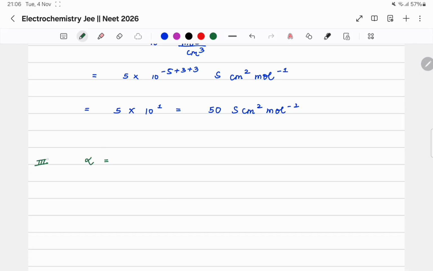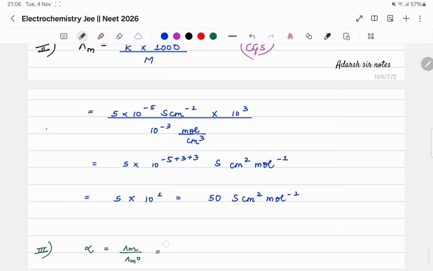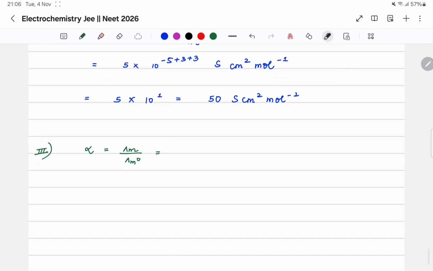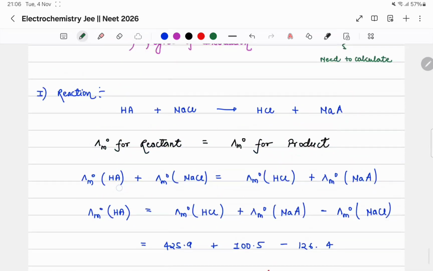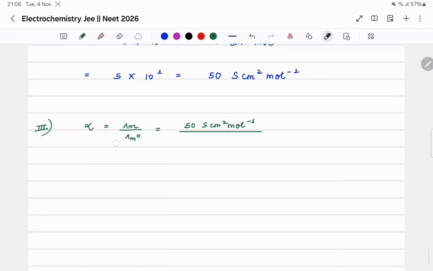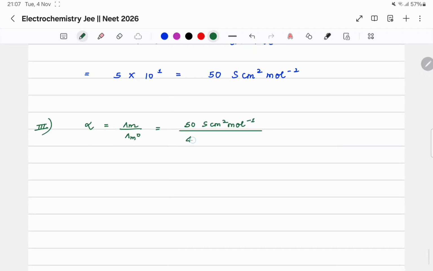That is your third. Lambda m, molar conductivity, divided by limiting molar conductivity. What is the lambda m value? Just now we have calculated, 50. So I'm just writing 50. 50 Siemens centimeter square mole inverse. And for lambda m naught, if you remember, we just calculated above, we got 400 Siemens centimeter square mole inverse. So let's write the value 400. The unit will be the same, Siemens centimeter square mole inverse.